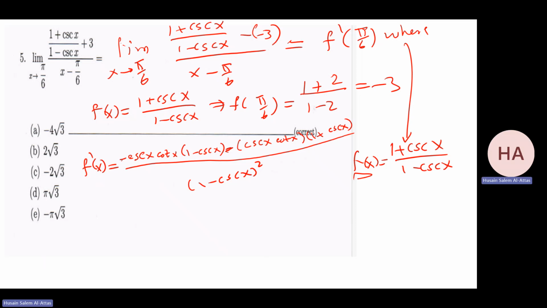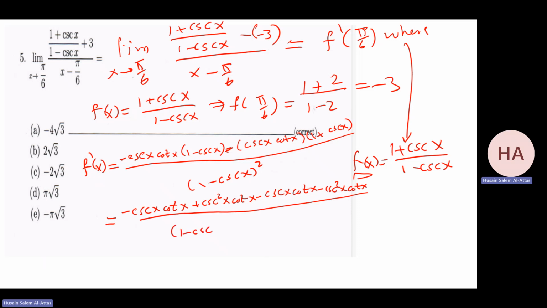And evaluate it at pi over 6. Can I simplify? I think I can simplify. What will come out? Minus cosecant cotan x plus cosecant square cotan x, minus cosecant cotan x, minus cosecant square cotan x, all over (1 minus cosecant x) all squared. This cancels with that, and that cancels with that. So the answer is f prime at pi over 6.